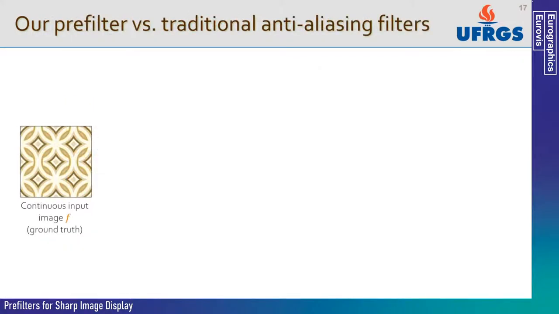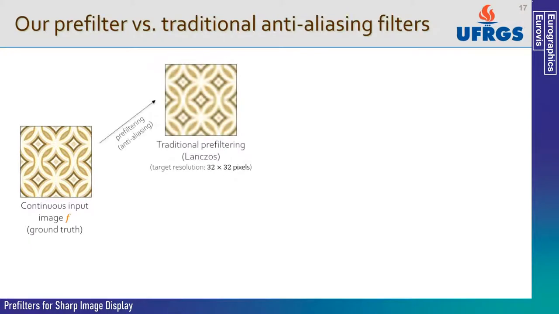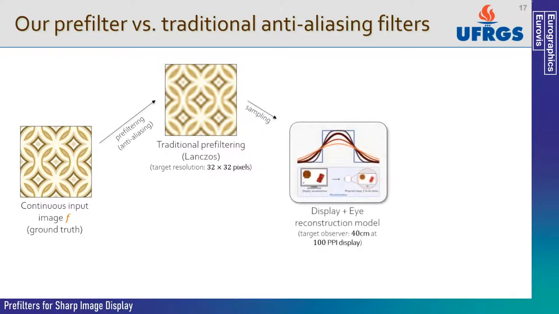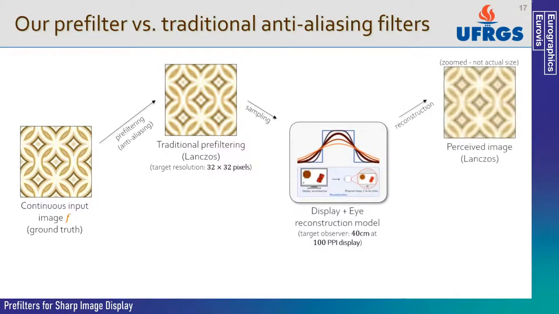Given a continuous input image, traditional pre-filtering will remove high frequencies to avoid aliasing. The filtered image is sampled, resulting in digital samples. Passing the resulting samples through our display plus eye reconstruction model, one can simulate the resulting perceived image.